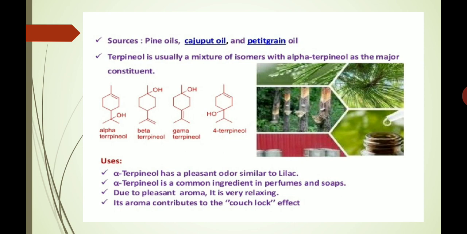Alpha terpineol is a common ingredient in perfumes and soaps. Due to its pleasant aroma, it is very relaxing. Its aroma contributes to the couch lock effect.